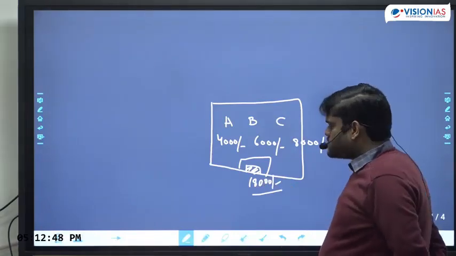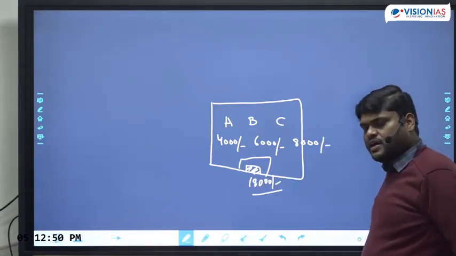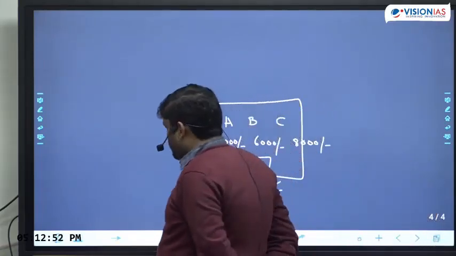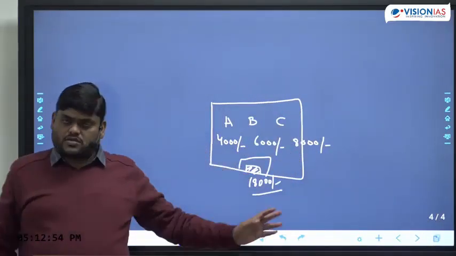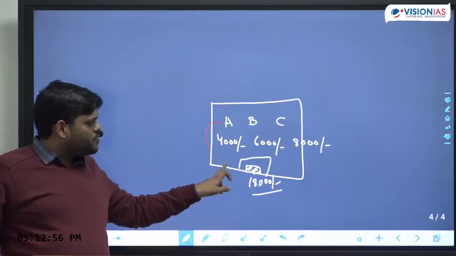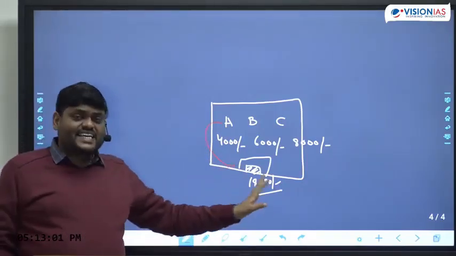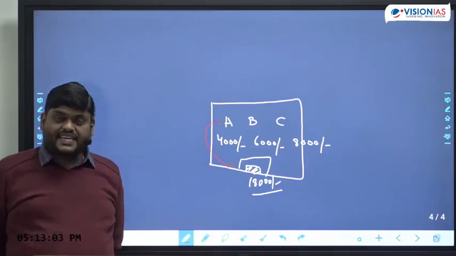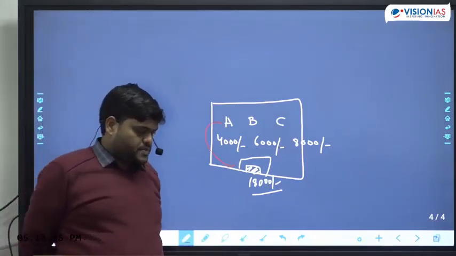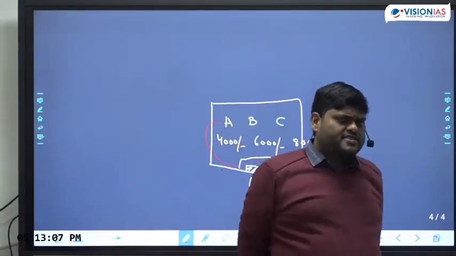Total money in this box. Now what happened? Next morning, since everybody forgot, A just checked this box, and he saw that 18,000 rupees is there in the box.